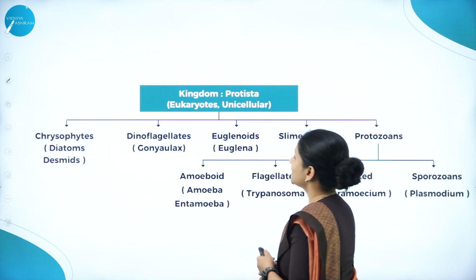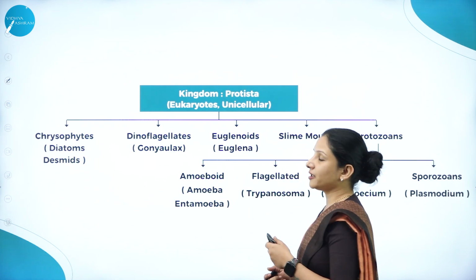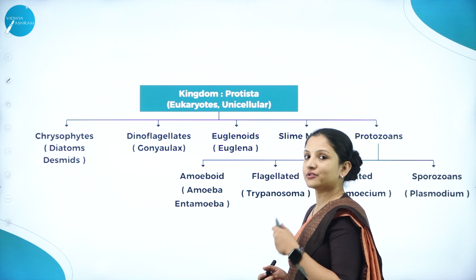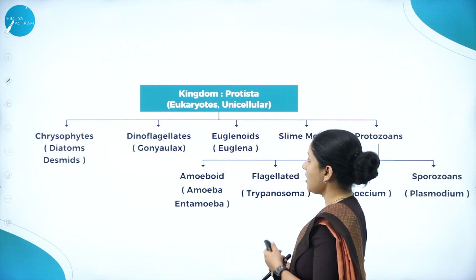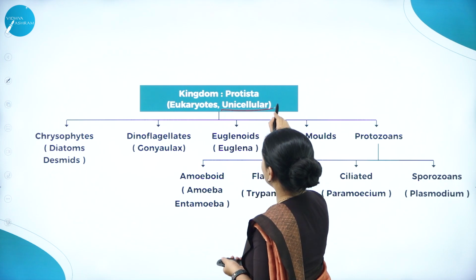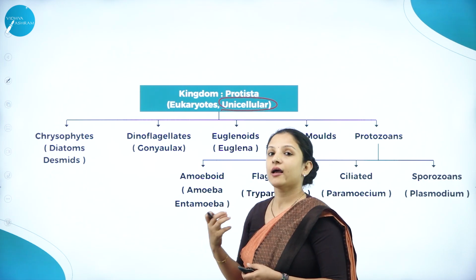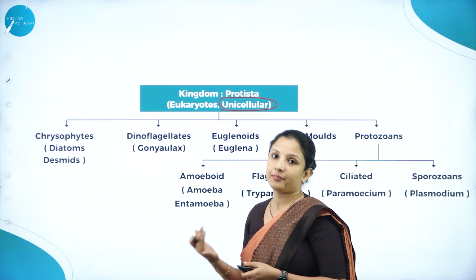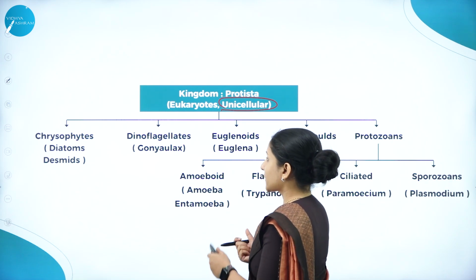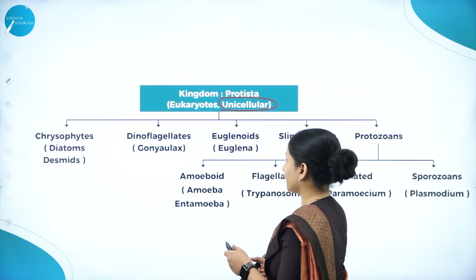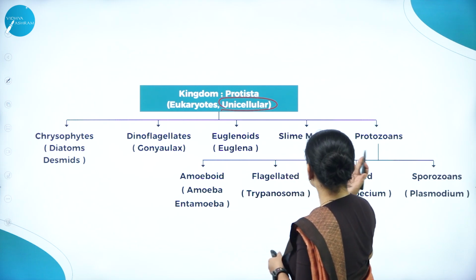Next, moving further, we'll study about kingdom Protista. All the eukaryotes are placed under kingdom Protista, but they are unicellular in nature, meaning they have a true nucleus, and they're made up of a single cell. Under that, there are chrysophytes, dinoflagellates, euglenoids, slime molds, and protozoans.